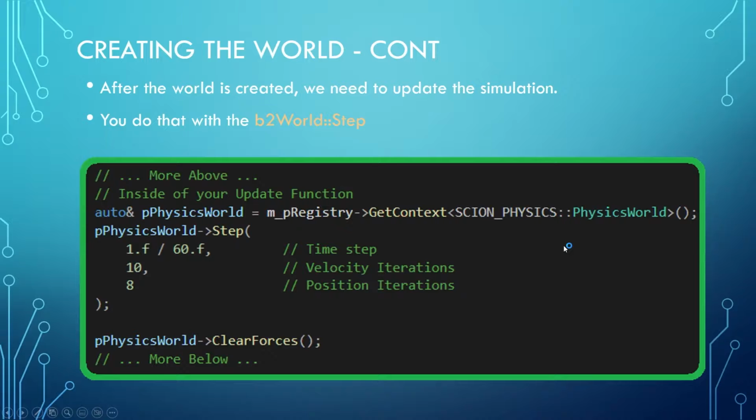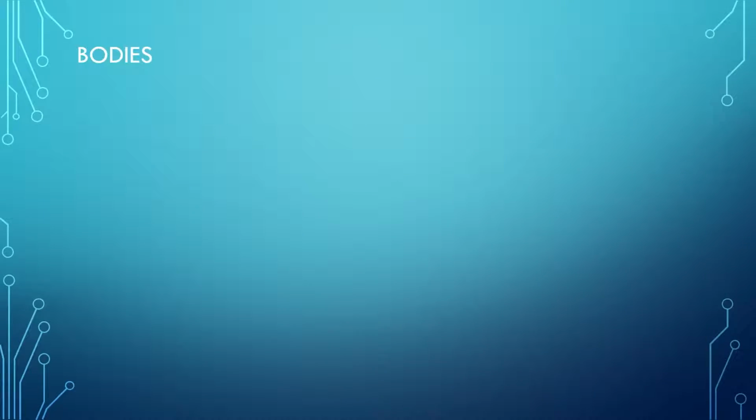However, if you want to do sub-stepping, it's recommended to clear the forces after you do your step. Alright, as we talked about before, Box2D is a rigid body physics simulation library, so bodies are one of the most important parts of it. Let's get into what a body is. Also, the world is what controls the bodies, creates them, and manages the memory of each body. So what is the body?